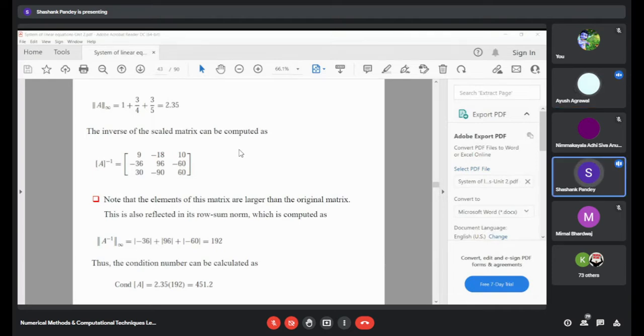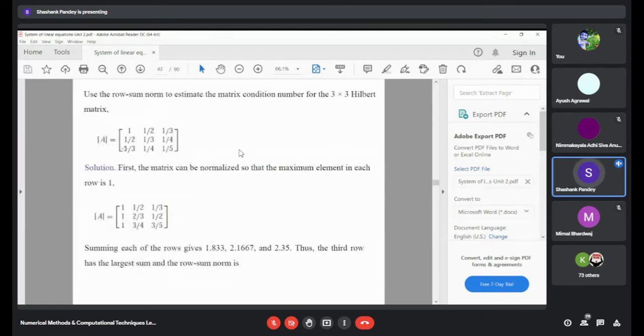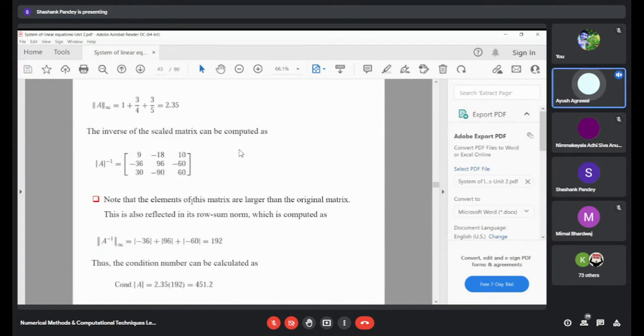Sir, please tell, Ayush. Sir, when we are finding the row sum for A, we are normalizing the first column. But when we are going for the row sum of A inverse, we are not doing that. Wait for a minute. Yes, here a normalization of the first column is done. Yes, but in the next part, finding the row sum of A inverse, we are not doing it like that. Please wait.